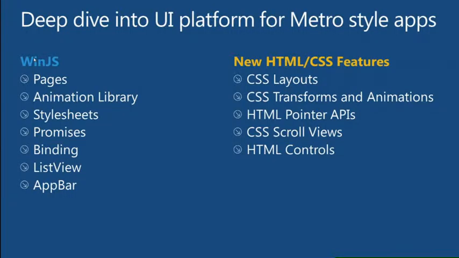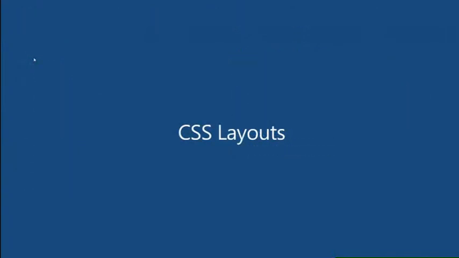And then under HTML and CSS, we're going to talk about CSS layout capabilities we've added, CSS transforms and animations, the HTML pointer APIs, you use these to do touch, CSS scroll views, and HTML controls and the enhancements that have gone on there. So let's get started. So, CSS layouts.